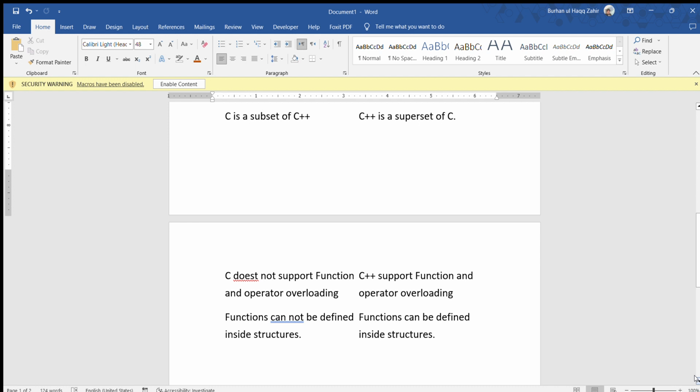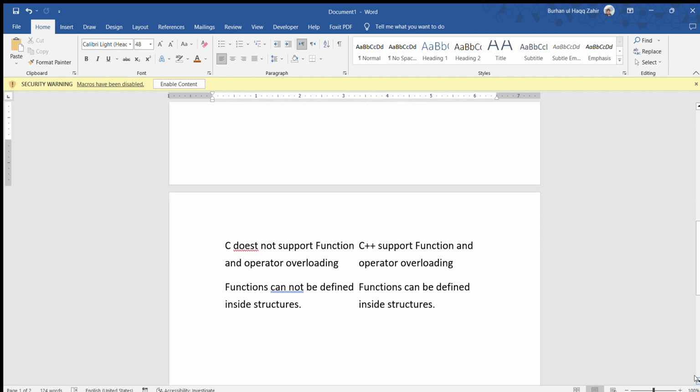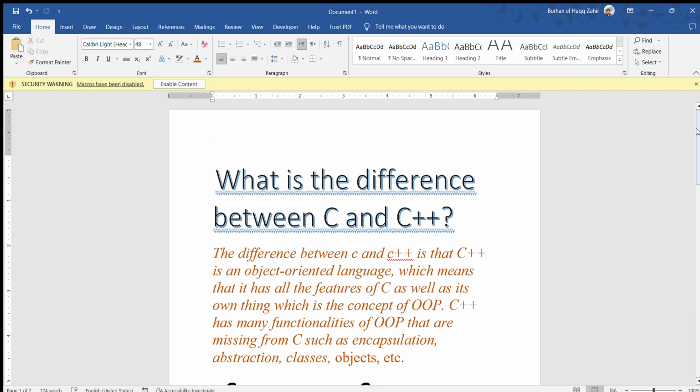Functions cannot be defined inside a structure in C. We cannot define functions there, but in C++ you can define functions. Here is the topic, what is the difference between C and C++. I hope many of your questions regarding this topic are covered.